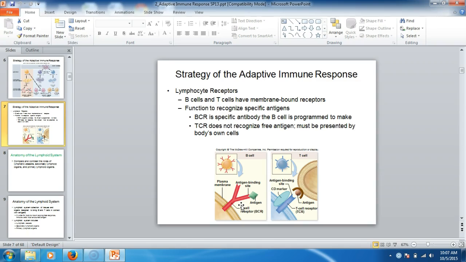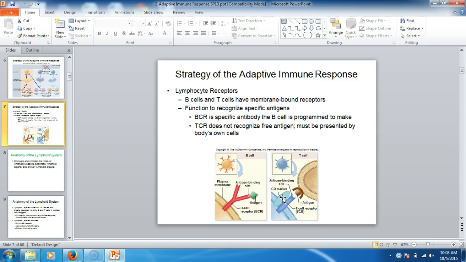But remember, we have 2 main types of T cells. We have helper T cells and cytotoxic T cells. And that determines what cells they talk to. So notice that T cells actually communicate with cells. And they do this via their CD marker. So each one of our T cells has its own CD marker. Helper T cells have CD4.